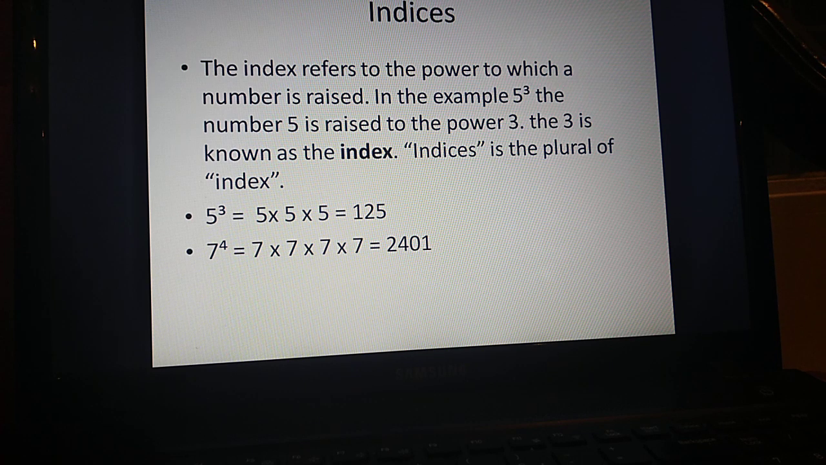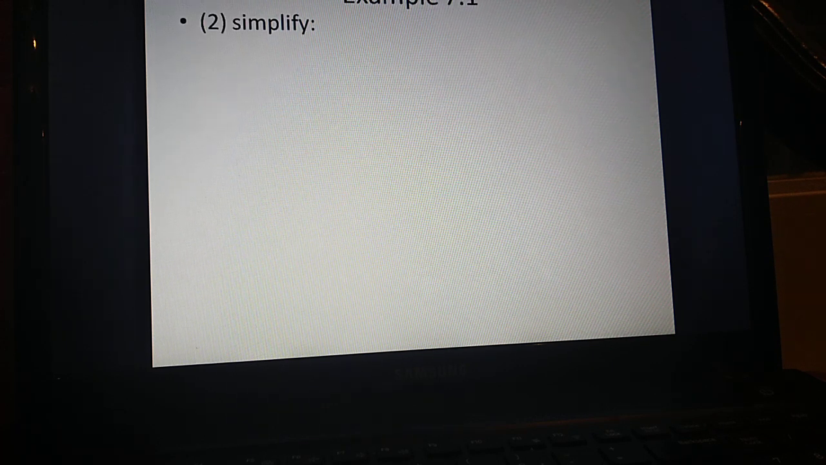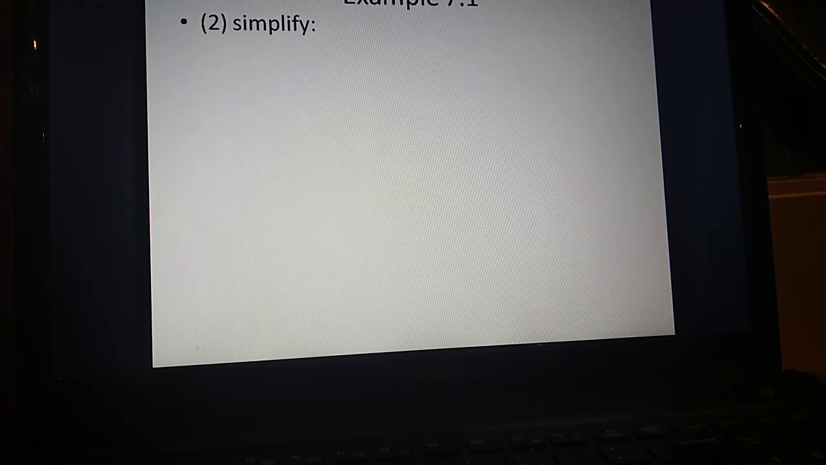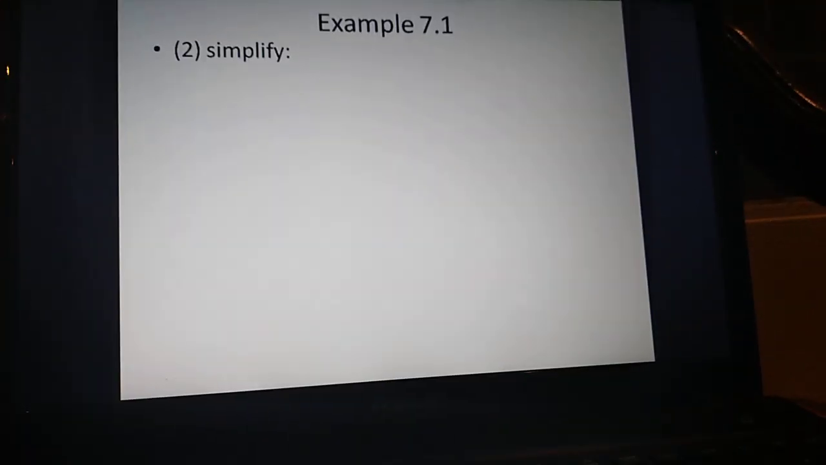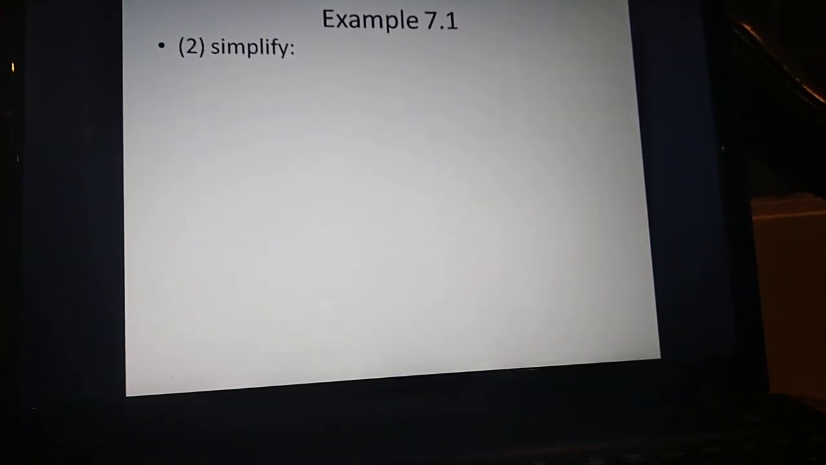Now, let's begin with examples from your book. First of all, in exercise 7.1. In this exercise, you're asked to simplify the following terms. Let's begin. This is exercise 7.1, question 2.